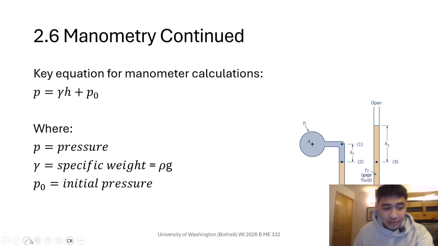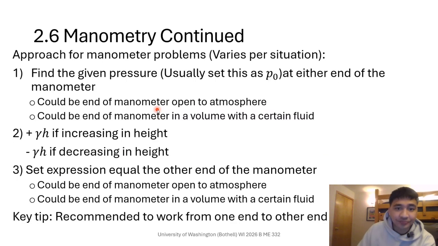Okay, so P is pressure: specific weight, density times gravity, and then the initial pressure. So how do you do these problems? This is how I summarized it. I think a textbook has different wording, but this made a bit more sense. It varies per situation.